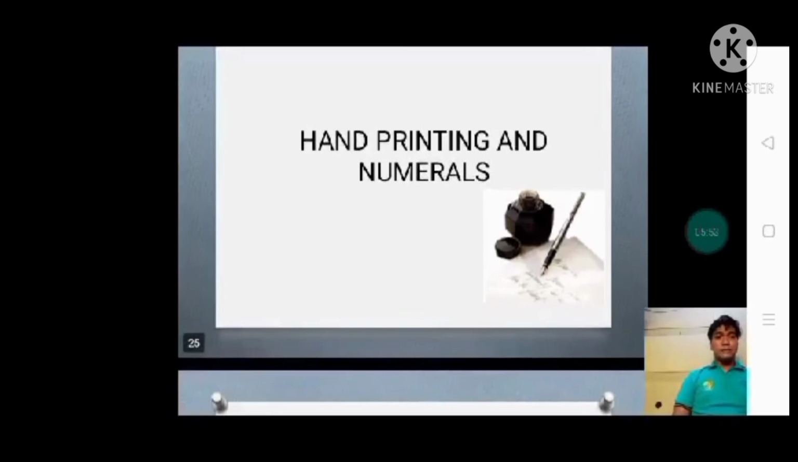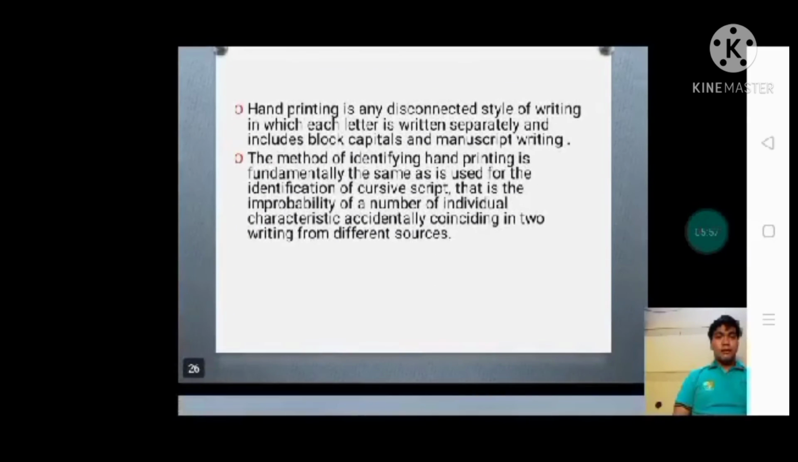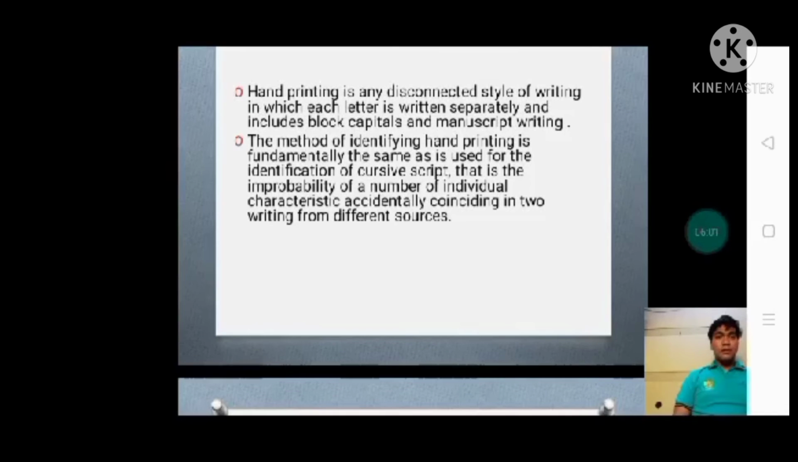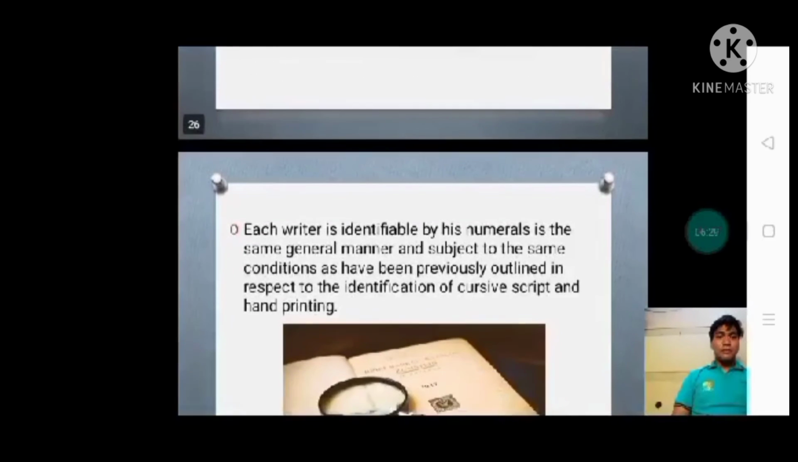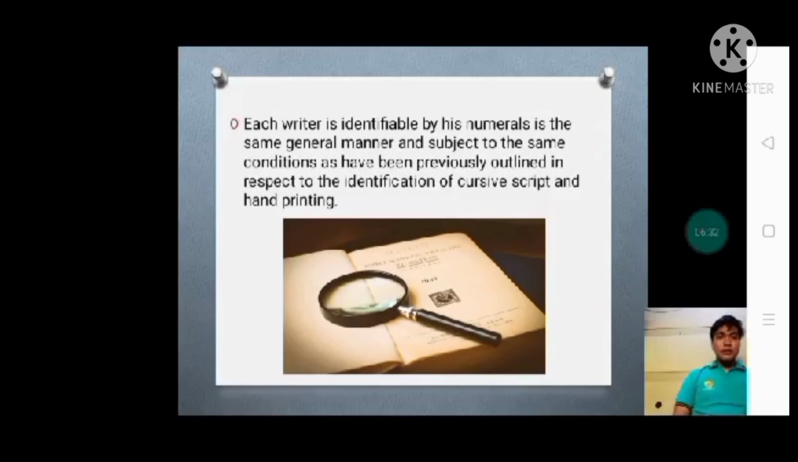Handprinting and numerals. Handprinting is any disconnected style of writing in which each letter is written separately, and includes block capitals and manuscript writing. The method of identifying handprinting is fundamentally the same as that used for the identification of cursive script, that is, the identification of an improbable number of individual characteristics accidentally coinciding in two writings from different sources. Each writer is definable by his numerals in the same general manner and subject to the same conditions as previously outlined with respect to the identification of cursive script and handprinting.